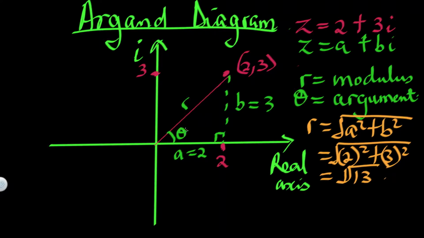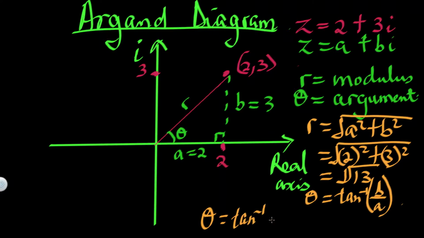If we want theta, we know that tan theta is b over a, which means theta is arctan of b over a. In our case, this means theta is arctan of 3 over 2. We punch it in our calculator and we get theta, the argument. So arctan 3 divided by 2. The answer is 56. My calculator is in degrees, so that is going to be 56 degrees.